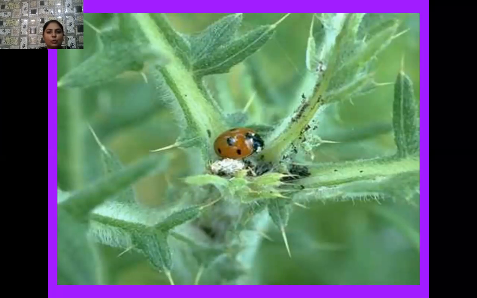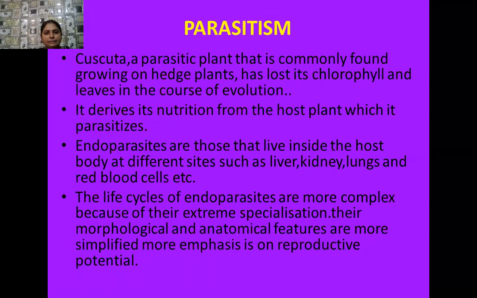Student, here I have shown you the picture of another parasite, the red and black marking beetle, and it also acts as a parasite on this host plant.